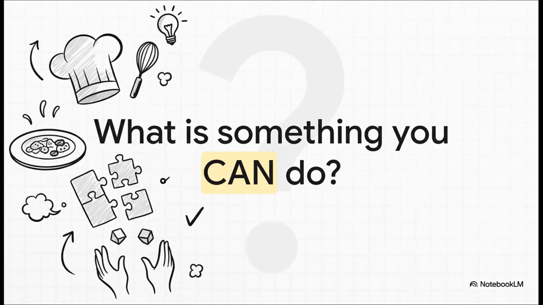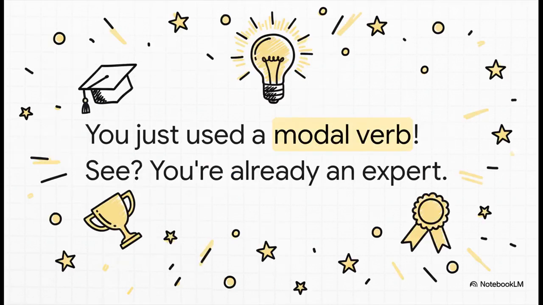Okay, let's just jump right in with a question for you. What's something you can do? Seriously, just think of one skill you've got. Maybe you can play the guitar. Maybe you can speak another language. Or, hey, maybe you can just make amazing scrambled eggs. Got one? Awesome. Well, guess what? That little word you just used, can, that's a modal verb. See? You're already doing it. Now, we're just going to put a name to what you already know and really sharpen those skills.